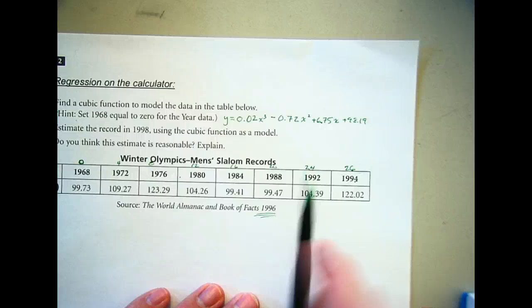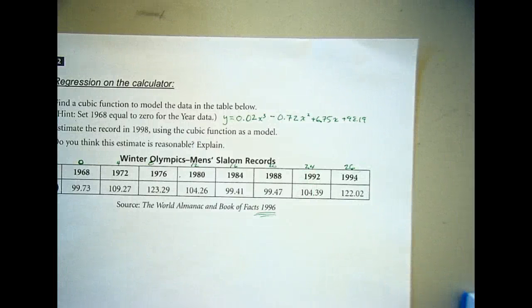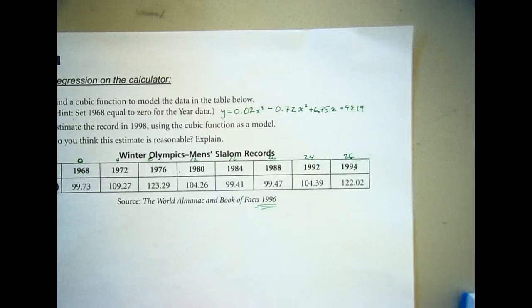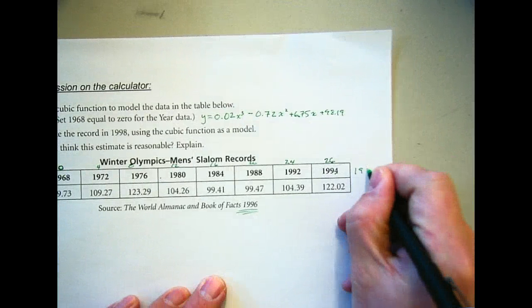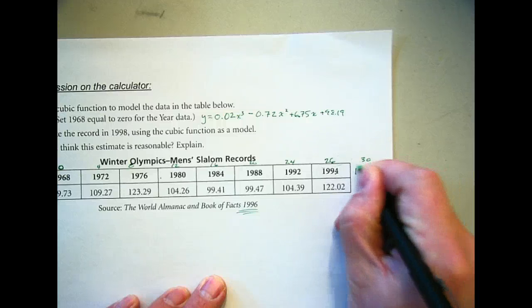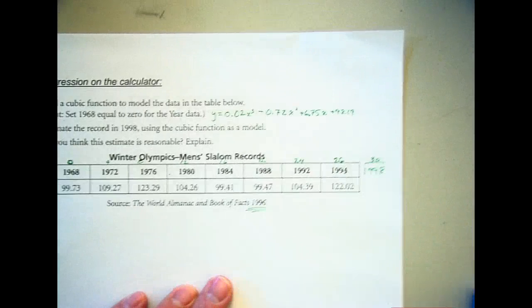Oh wait, yeah, 30. Don't wait for someone else to answer it. Everyone tell your neighbor, what year is 98? Good. So 98 would be year 30. So we could put in year 30, x. We could make x equal 30.